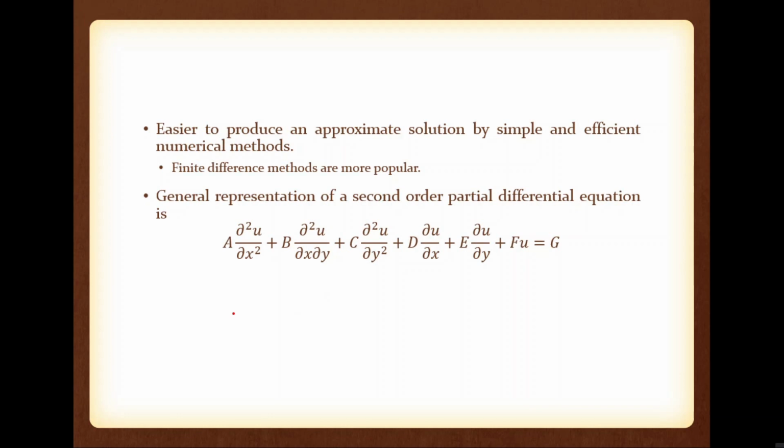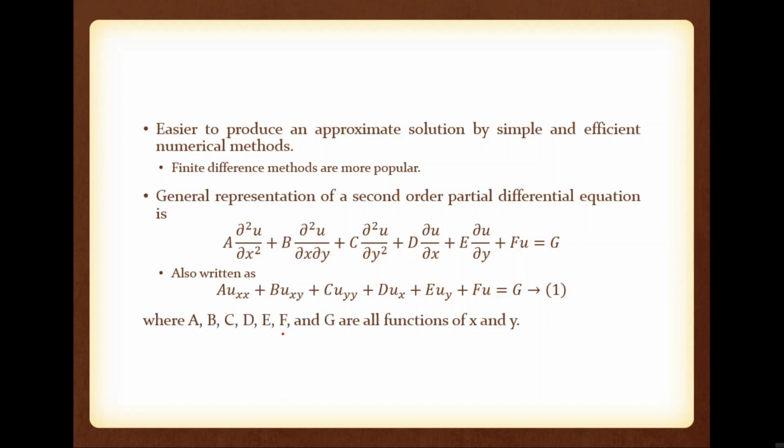So for convenience we can write this function as a uxx plus b uxy plus c uyy plus d ux plus e uy plus fu equal to g. Please note uxx is ∂²u/∂x², uxy is ∂²u/∂x∂y, uyy is ∂²u/∂y², ux is ∂u/∂x, uy is ∂u/∂y. So this one is a representation.